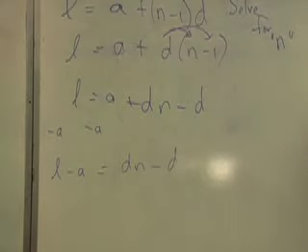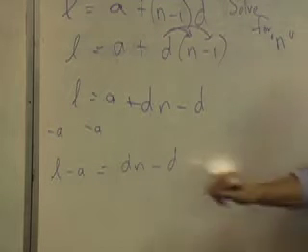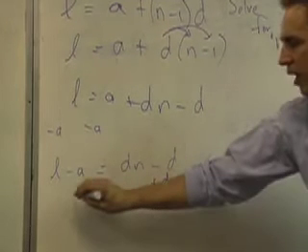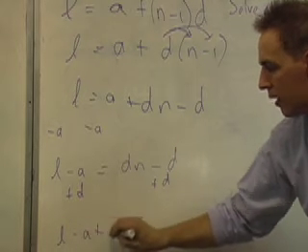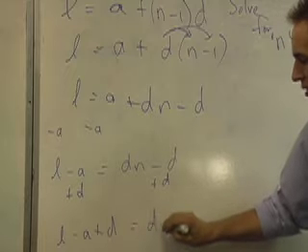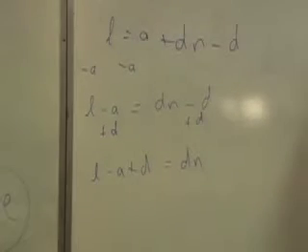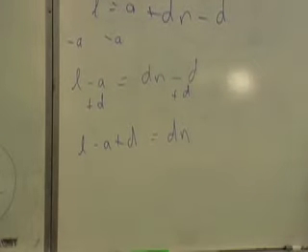Marshall, we're looking for n. We got two d's in the way. How do we take care of that d? Add. That's right. To both sides. What do we get on the left-hand side? L minus A plus D. That's right. And we're almost there. Equals dn. To finish this off, what's in the way and how do we take care of it?